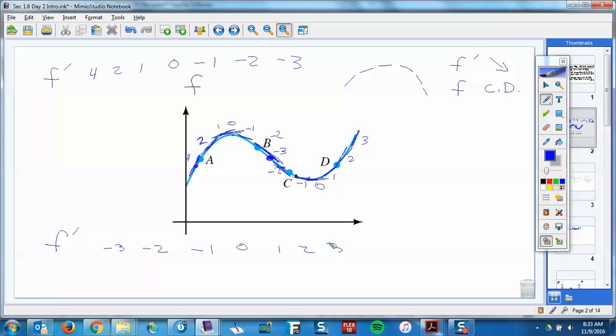This graph is increasing. These values are negative and getting less negative. -3, -2, -1, right? And then switching to positive and getting more positive. So what that means is you have slopes that are negative, but getting less negative. So you get slopes like -4, -3, -2, -1, right? But then they switch to positive and getting more positive. Doesn't that make concave up?